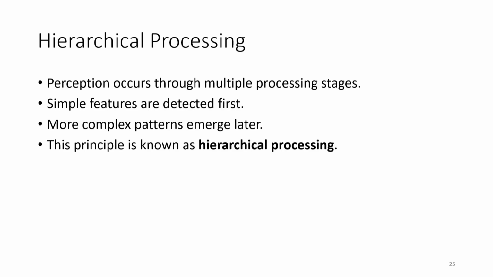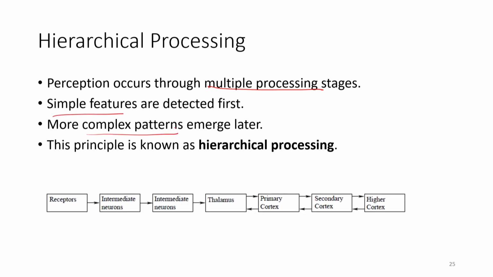So, perception occurs through multiple processing stages. Simple features are detected first, more complex patterns emerge later. This is known as hierarchical processing. Here is how it occurs. Our receptors gather the raw data from the world. They are passed through to intermediate neurons, then through to the thalamus, then through to the primary cortex, then to the secondary cortex, and finally to the higher cortex. And then some decision is taken here, which travels back through the secondary cortex, then through the primary cortex, and then through the thalamus, and from there on we can take some action.